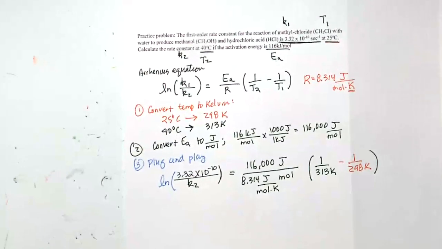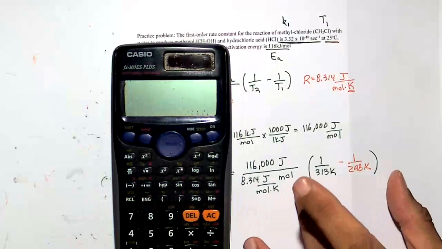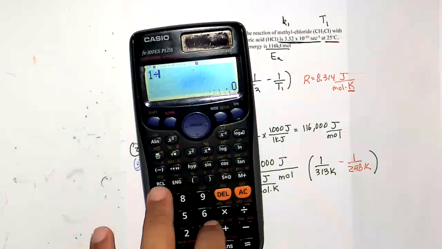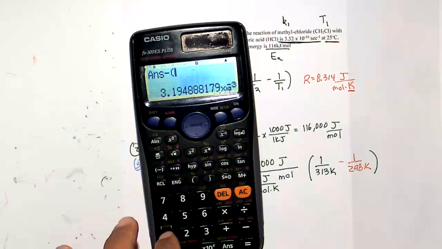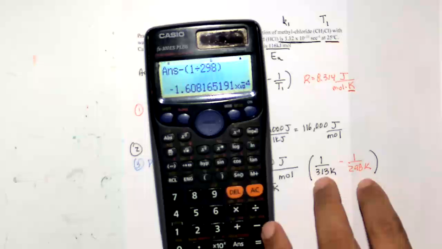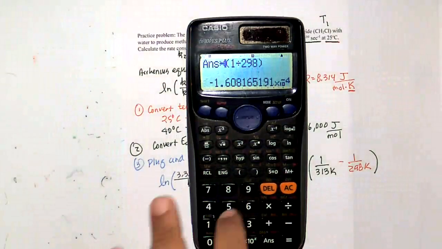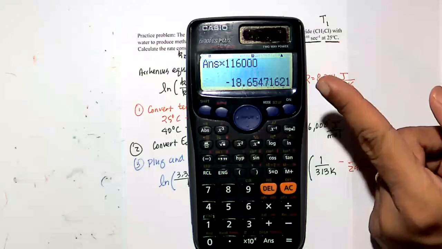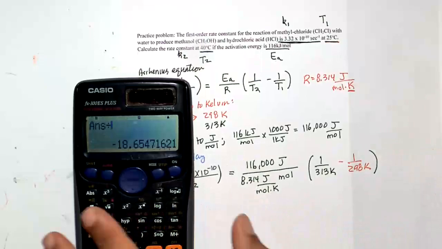All right, how do we do this on our calculator? Let's do this together. First I would do this messy fraction: 1 divided by 313, minus, parentheses, 1 divided by 298, close those parentheses. I get that weird, messy number. I'm going to take that and multiply it by 116,000. You guys with me? Then divide that by 8.314.